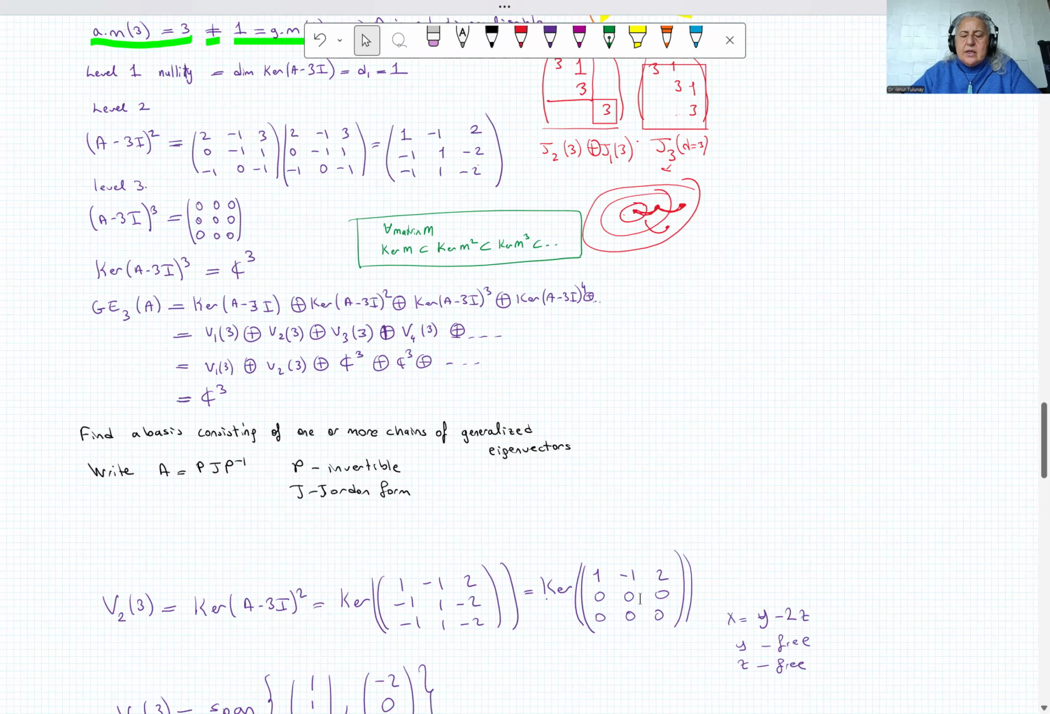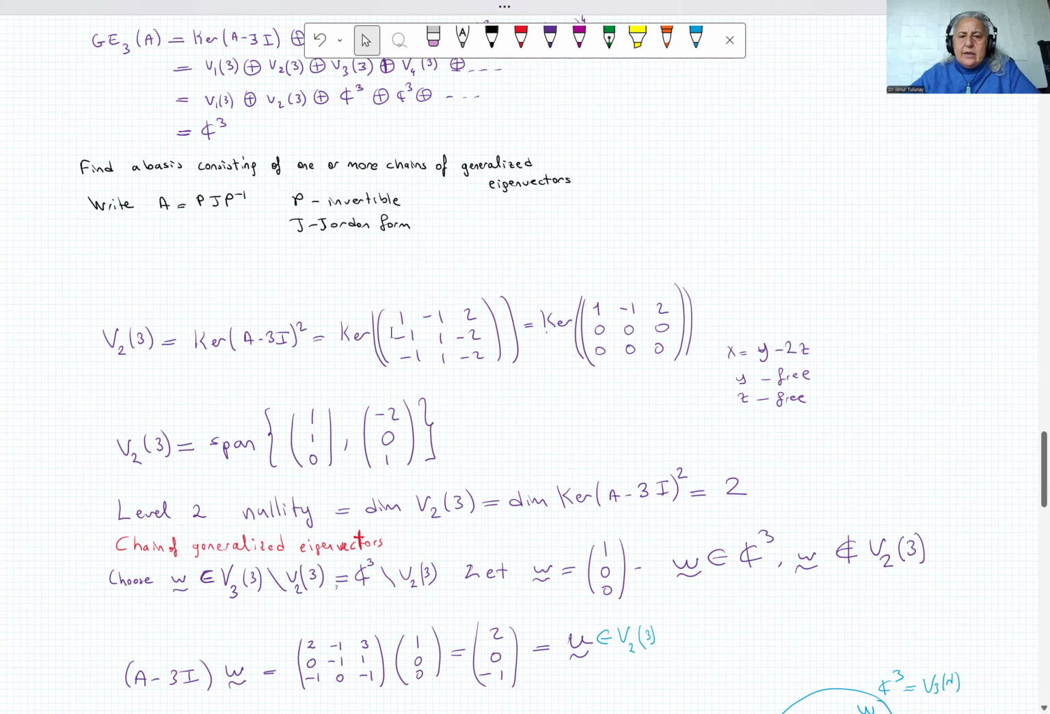This row is equal to that row, and if you add this row to this row, then you will have 0, 0, 0 as well. So y is an independent variable, z is an independent variable, and x is equal to y minus 2z. So we have two basis vectors in this vector space. One of them is 1, 1, 0, and the other is minus 2, 0, 1. That's level 2, and the dimension of this space is 2.